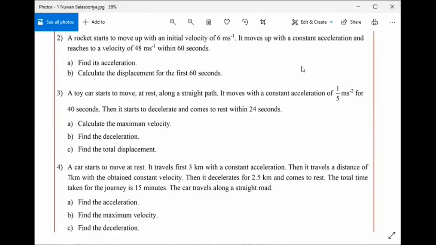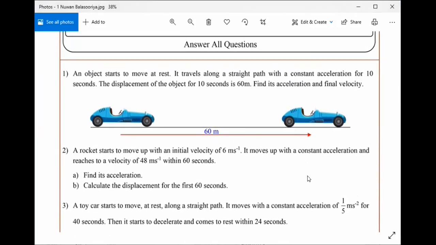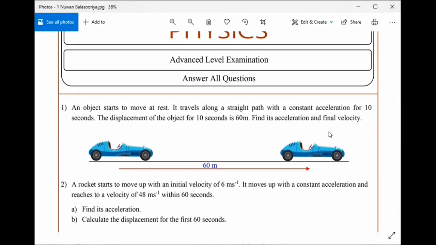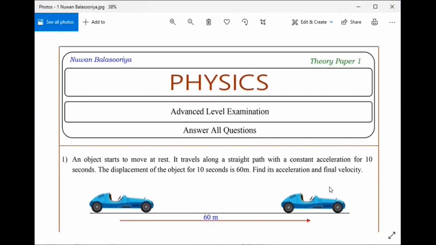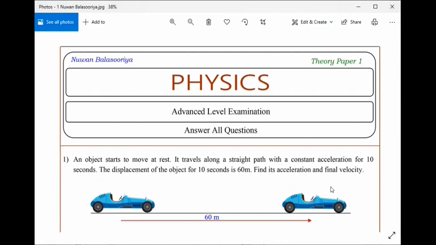Now, shall we try the first question of this paper? Can somebody unmute the mic and read question number 1? Lamai? Somebody please unmute the mic and read question number 1.